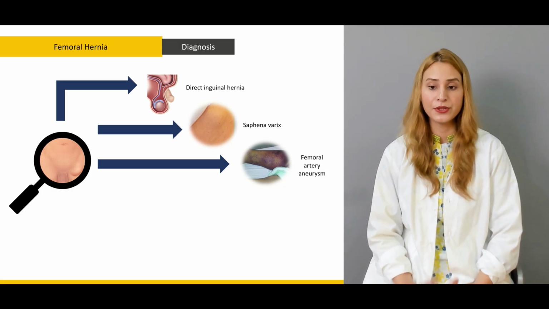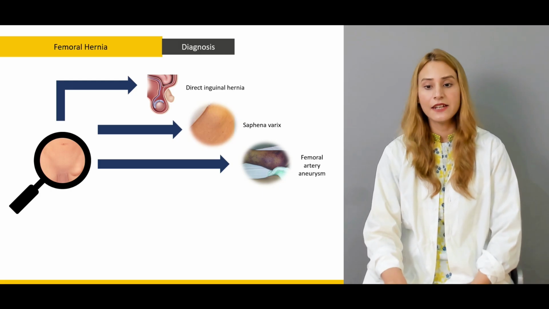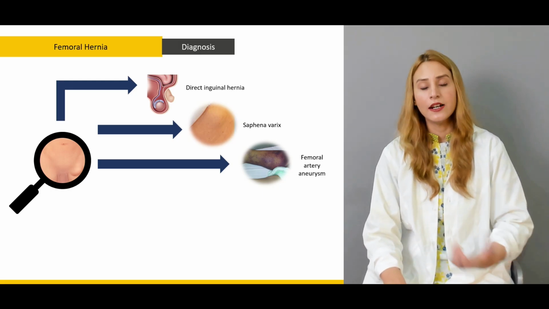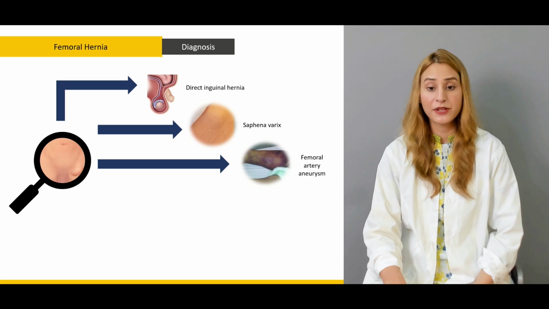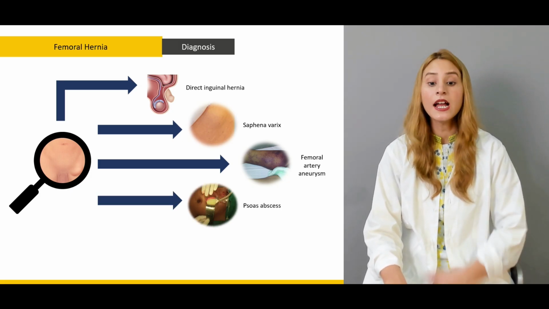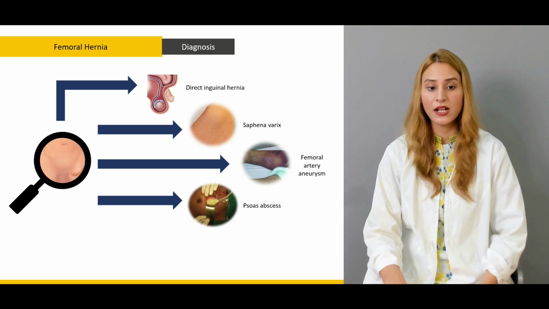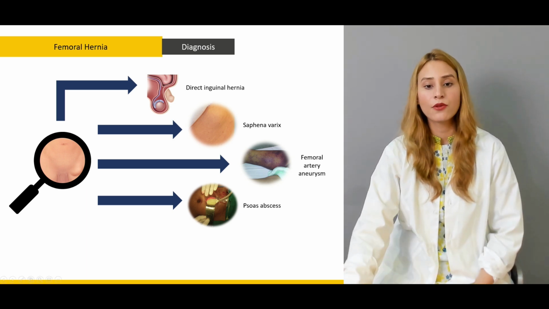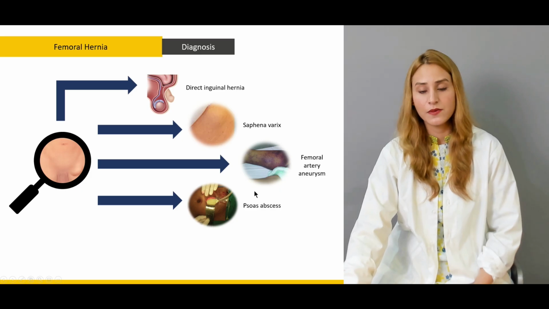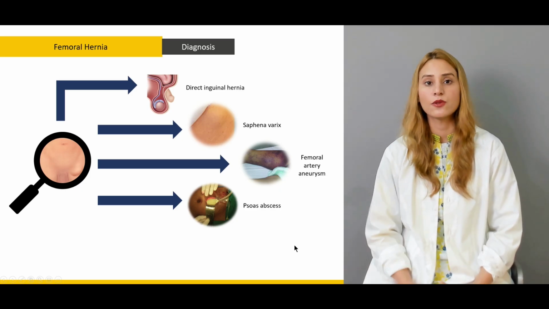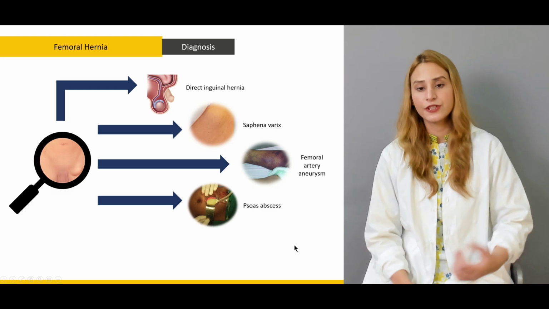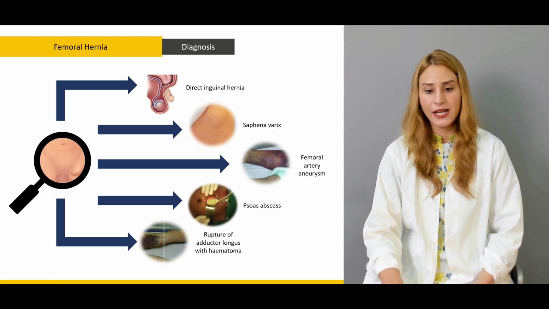There can be a bruit in case of a femoral artery aneurysm, and if it's a saphenous varix, you have to try to compress it. And if it's non-compressible, because the veins are non-compressible, there can be a psoas abscess as well. So you have to go for ultrasonography, which will tell you about the femoral artery aneurysm, saphenous varix, or the psoas abscess. You have to go for the CT, and you have to go for the MRI as well.